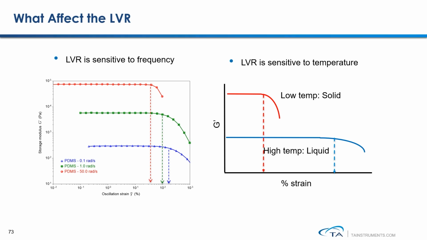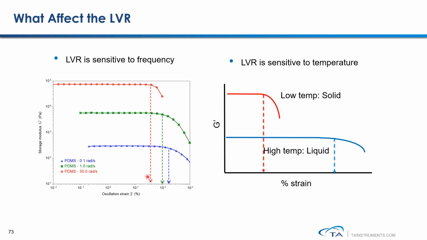However, a sample's linear region is sensitive to the measurement frequency. Here is an example of performing strain sweep measurements on a PDMS sample using different measurement frequencies. This result shows that if you perform the measurement using a low frequency, the sample shows lower modulus, but it has a broader linear region. The linear region ends at a much larger strain. If you perform the same measurement using a higher frequency, first of all, the sample shows higher modulus, meaning the sample is stiffer, but the linear region ends at a much shorter strain.